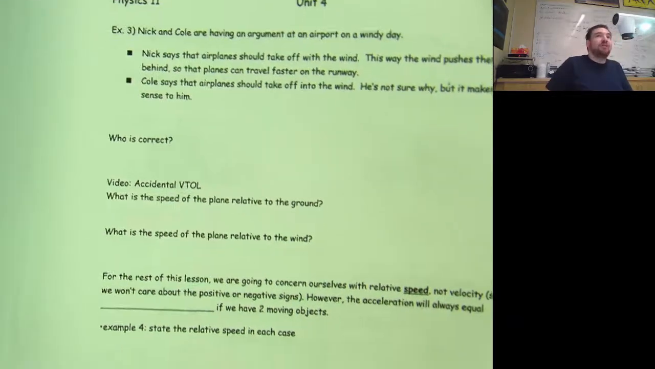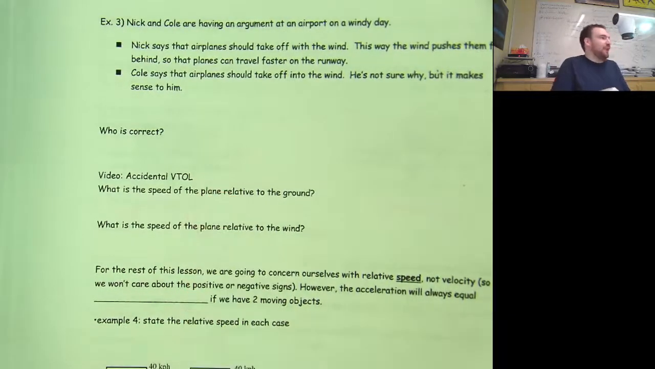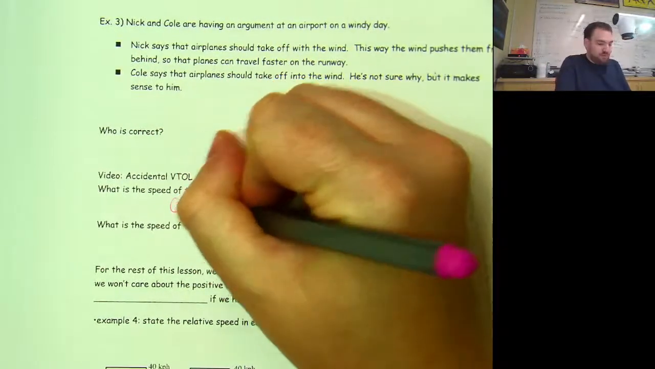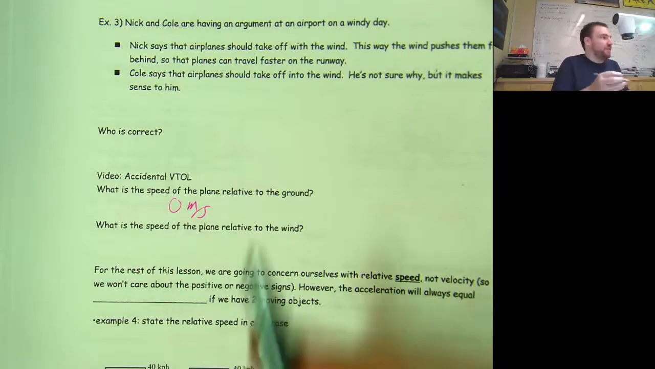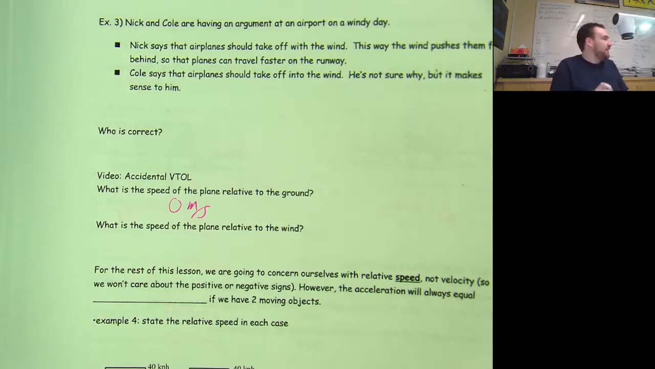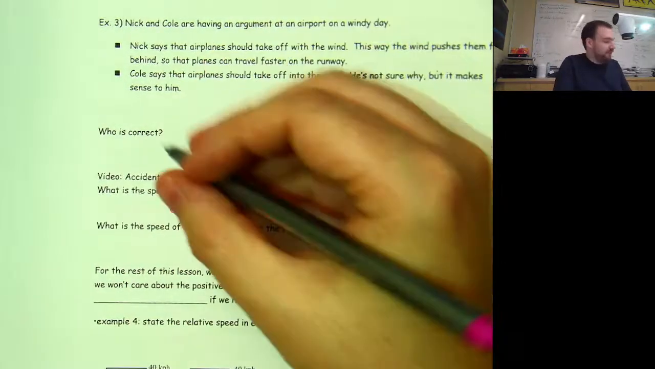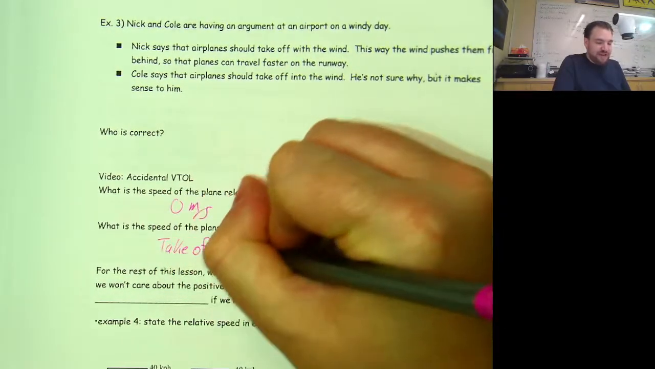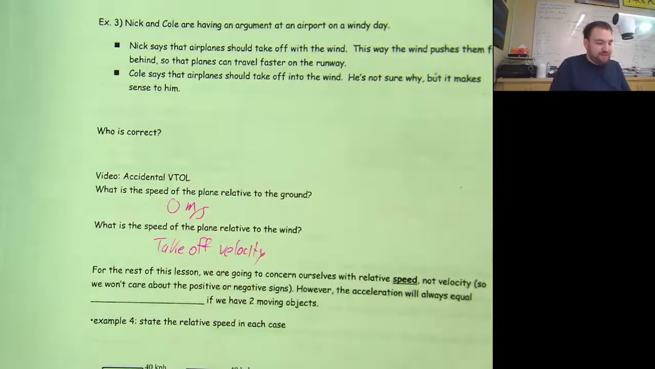So in that video, the speed of the plane relative to the ground was what? 0. The speed of the plane relative to the wind was enough to get that plane taking off the ground. Whatever the takeoff velocity for that Cessna is.